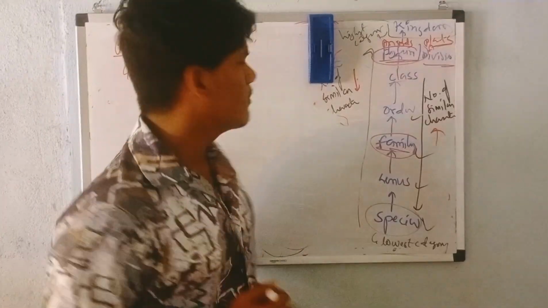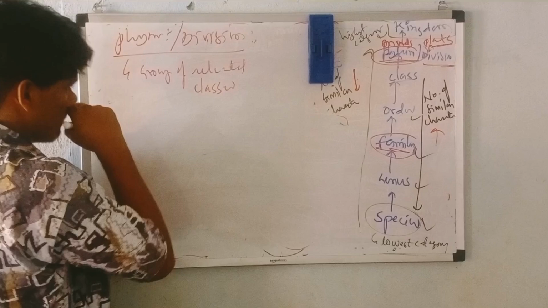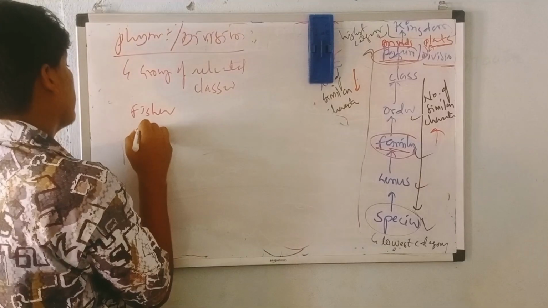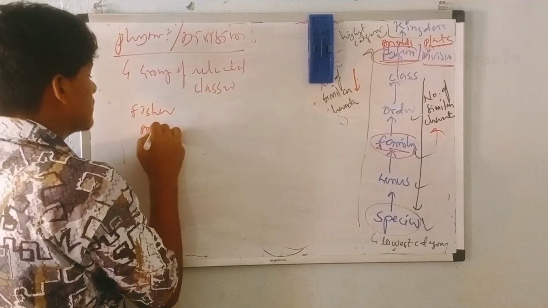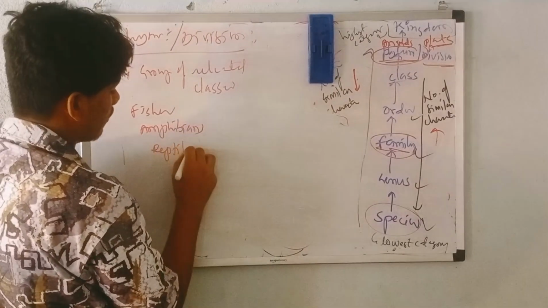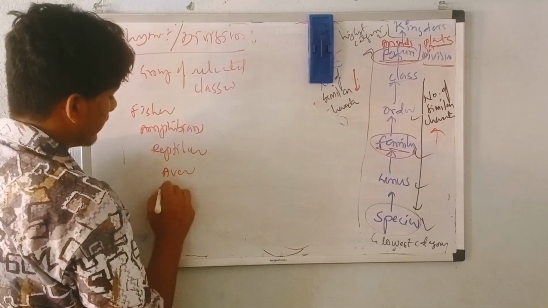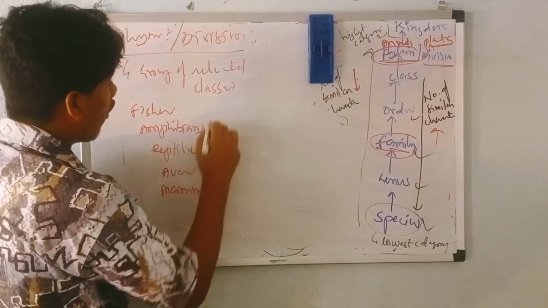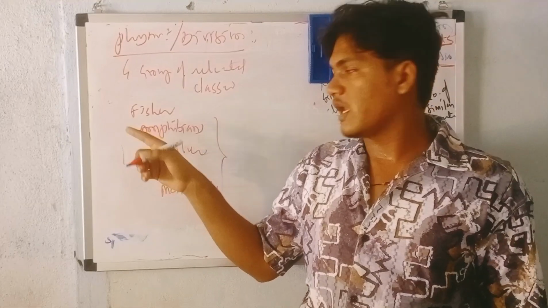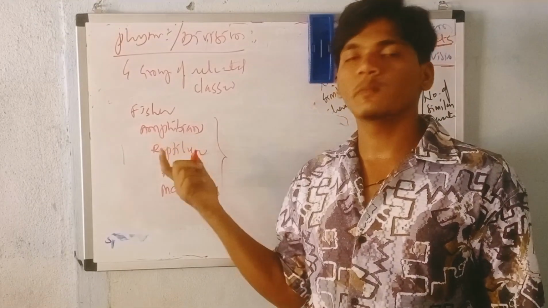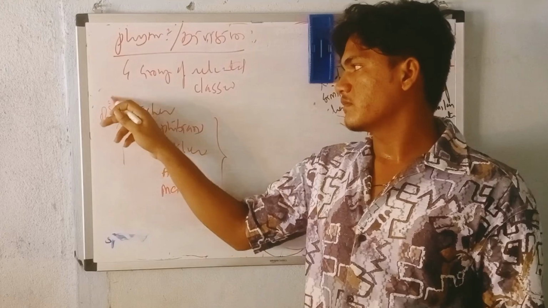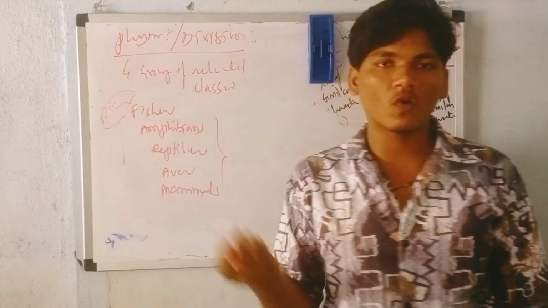In the case of animals, we mostly talk about animals only now. The classes are fishes, amphibians, reptiles, aves (birds), and mammals. All these are different classes. Fishes are one class, amphibians are one class, reptiles are one class, aves, which are birds, are one class, and mammals are one class. Fishes are also called pisces. Pisces are those which have fins.